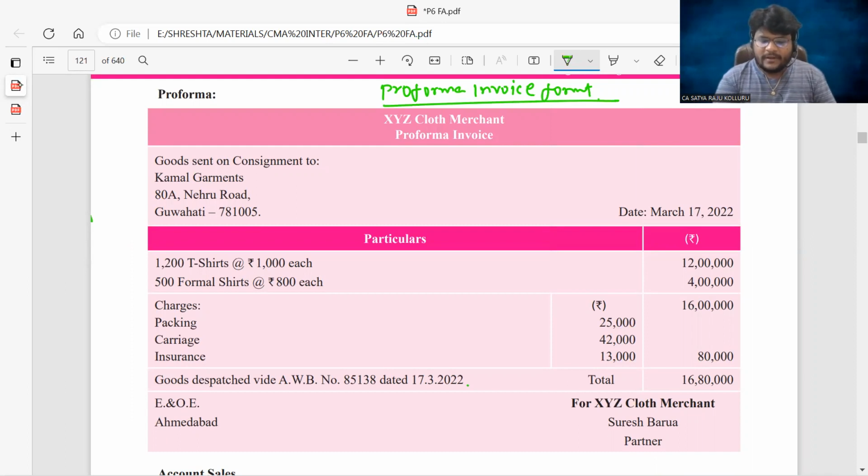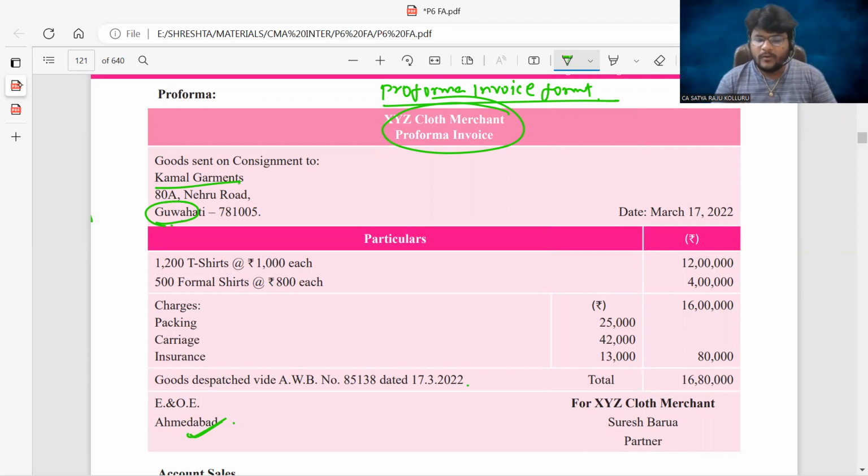Sir, ourself is XYZ cloth merchant. So as how Razu Traders is ourself, here XYZ cloth merchant is the owner or the consignor. He is sending goods to Kamal Garments, Guwahati. We are in Ahmedabad, an Ahmedabad based trader. We are sending goods to Guwahati on consignment basis.